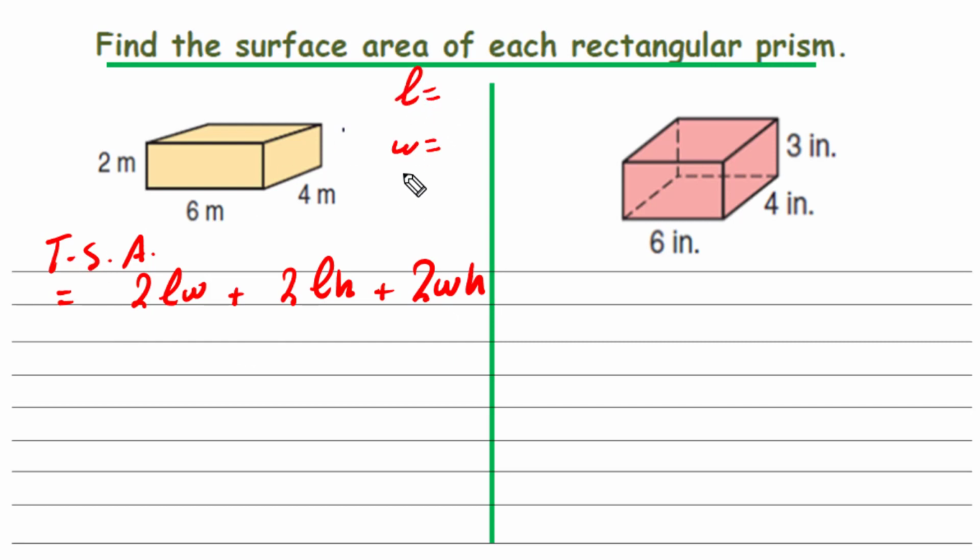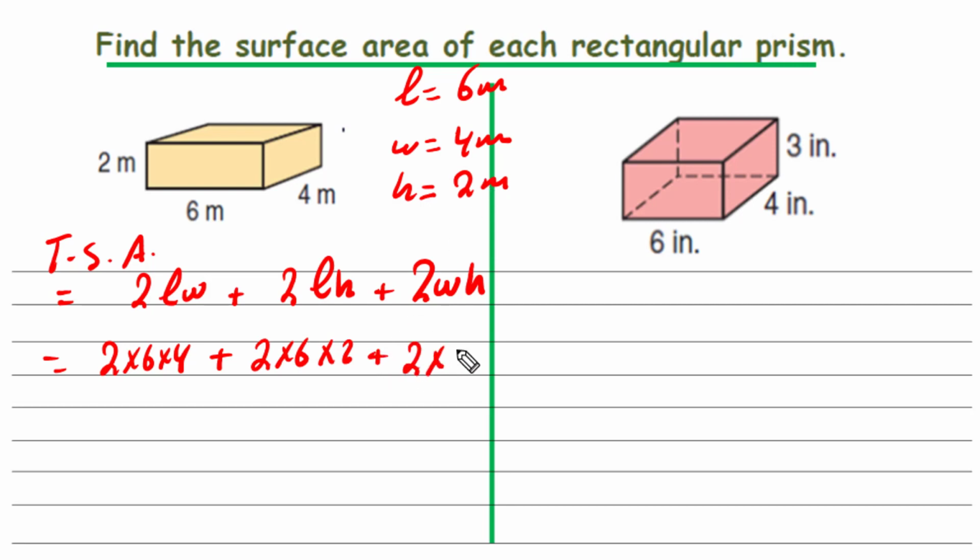Width equals what? Height equals what? Length is equal to 6 meter. Width is equal to 4 meter. Height is equal to 2 meter. Now just substitute, we get 2 times 6 times 4 plus 2 times 6 times 2, the height is 2, plus 2 times 4 times 2.